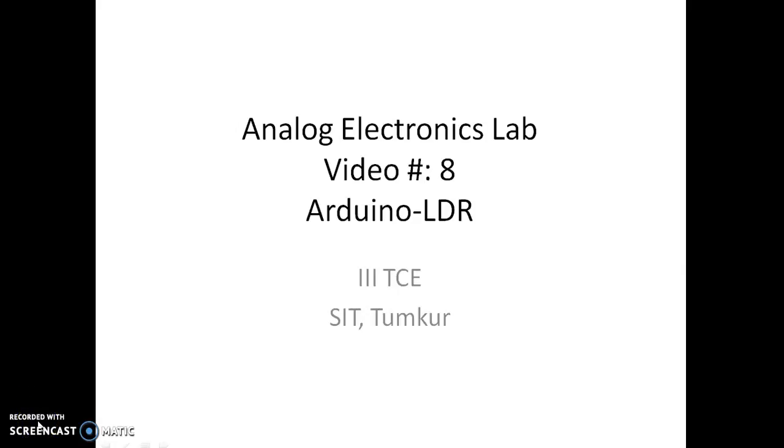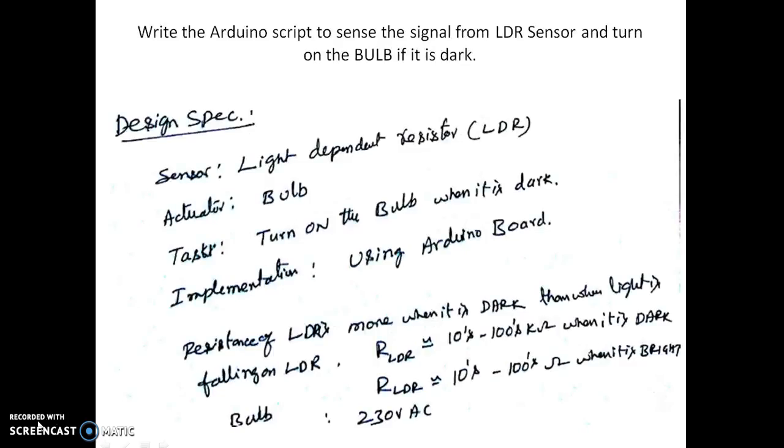In this video we will see how to interface an LDR to an Arduino to control a bulb. Here we are asked to write an Arduino script to sense the signal from an LDR sensor and turn on the bulb if it is dark.